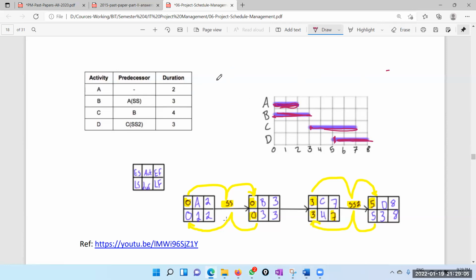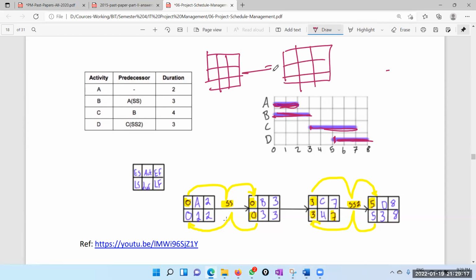We have 4 activities. Okay. First one is A. Then depending on A, we have B. A, B. Depending on B, you have C. C. And depending on C, you have D.